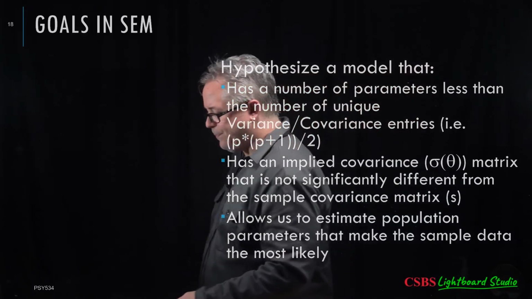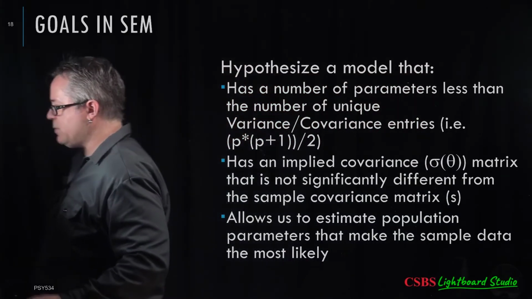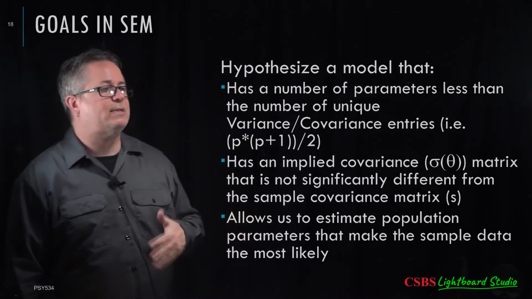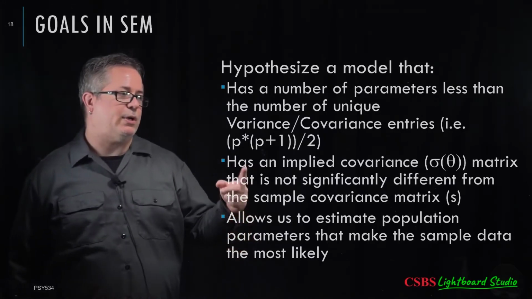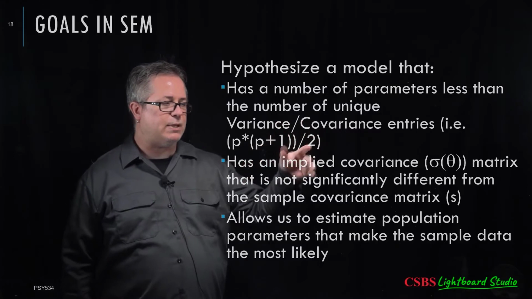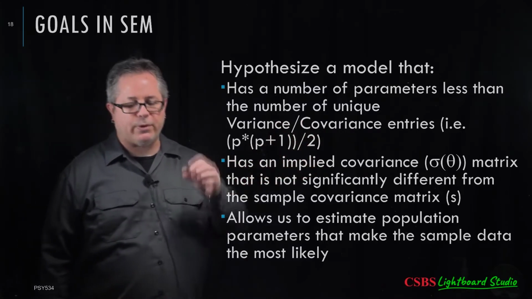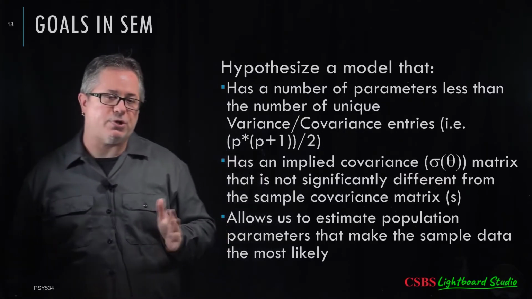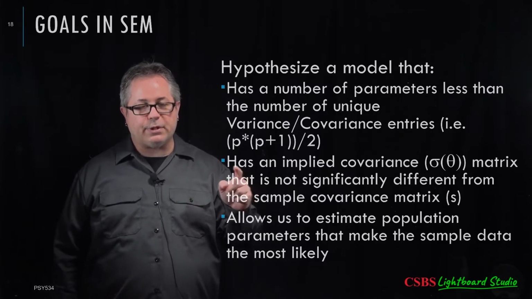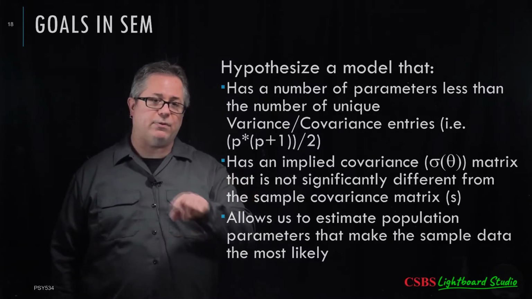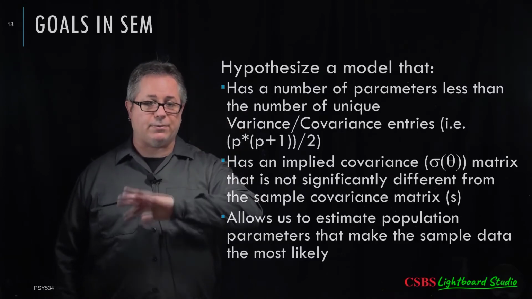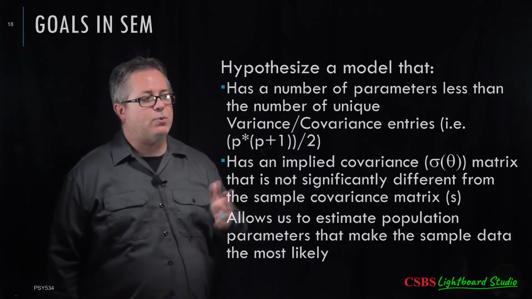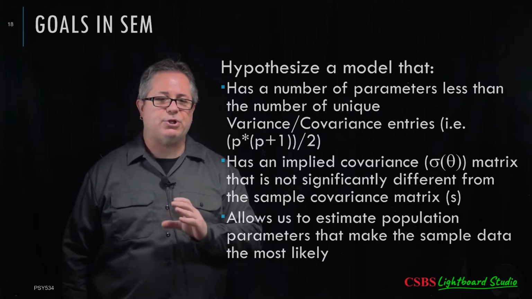So what are the goals in SEM? So obviously we're trying to build these models and see if they are correct and to test them. So we want a model that has a number of parameters less than the number of unique variance-covariance entries. We're going to come back to what this P times P plus 1 divided by 2 thing is, but this is a really simple equation for figuring out how many things in a covariance matrix are unique. Because we talked about before, with correlation and covariance matrices, the components repeat, right? So the bottom diagonal of a correlation or covariance matrix is the same as the top diagonal, right? So there's lots of components in a matrix that actually are repetitive. So we don't want to include the repetitive components. We want just the unique things.